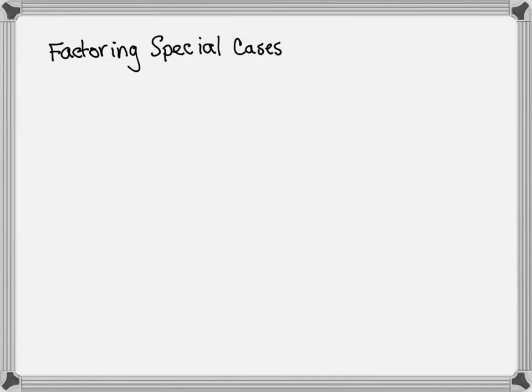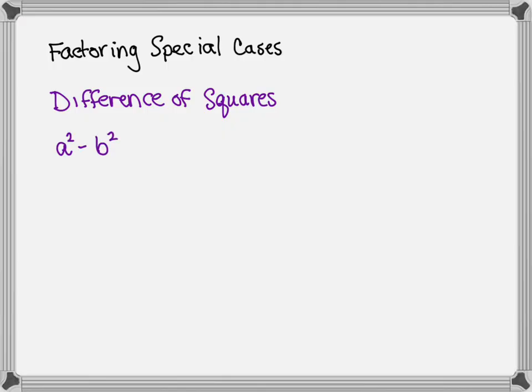Let's look at factoring special cases. First we will look at factoring difference of squares. And there is no sum of squares, there's only a difference of squares. So the difference of squares formula: a difference of squares is something squared minus something else squared. So a squared minus b squared.